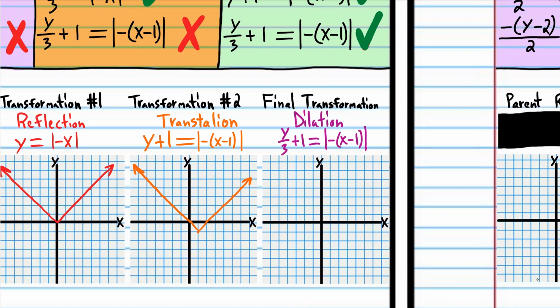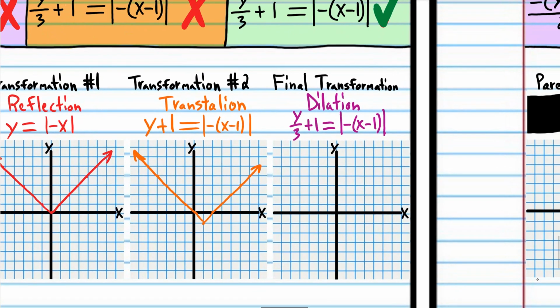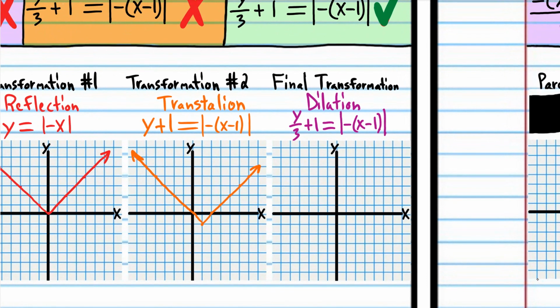All right, and then we're going to stretch vertically. We're going to multiply all the y values by 3 because we're dividing y by 3. Remember, it's the exact opposite of what you would think. So we're going to multiply all the y values by 3. So the y value at this point is -1, so it's going to become -3. And the x-intercepts don't change. The y value at this point is 1, so it's going to become 3.